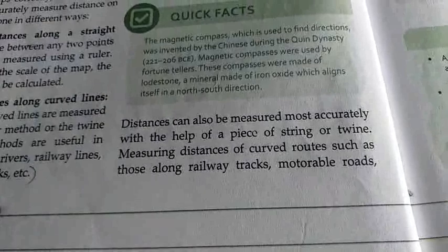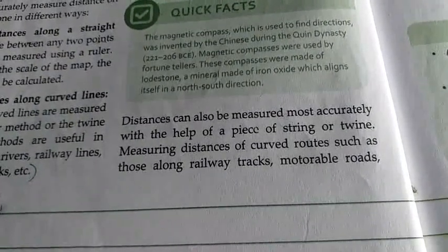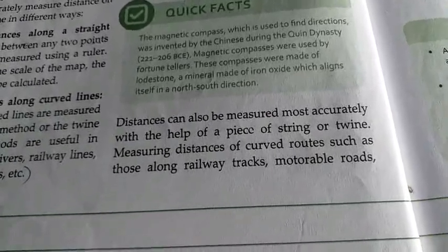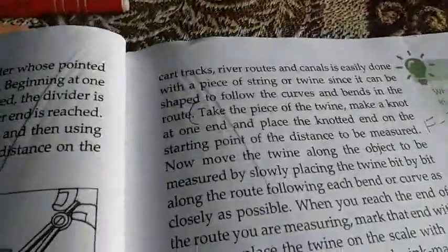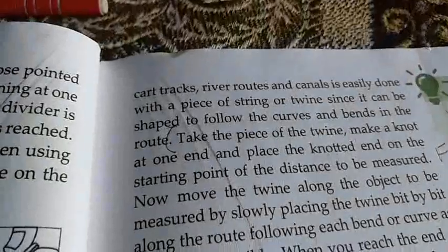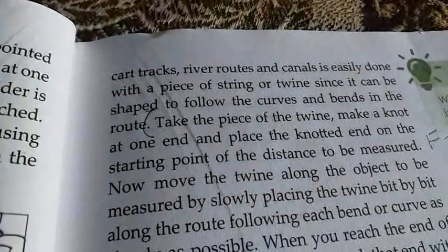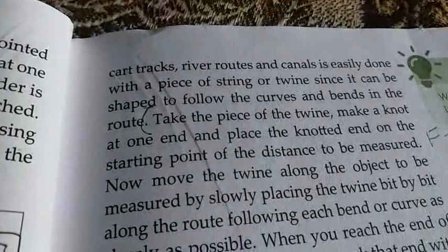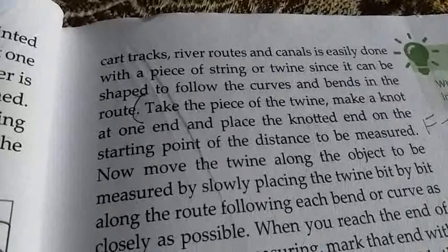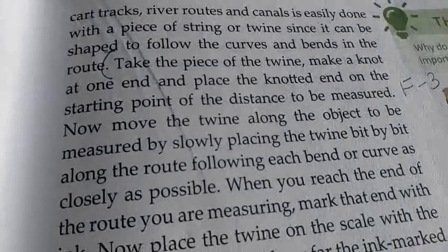Distance can also be measured most accurately with the help of a piece of string or twine. Measuring the distance of curved routes such as those along railway tracks, motorable roads, car tracks, river routes and canals is easily done with a piece of string or twine, since it can be shaped to follow the curves and bends in the route. Take the piece of twine, make a knot at one end and place the knotted end on the starting point of the distance to be measured.